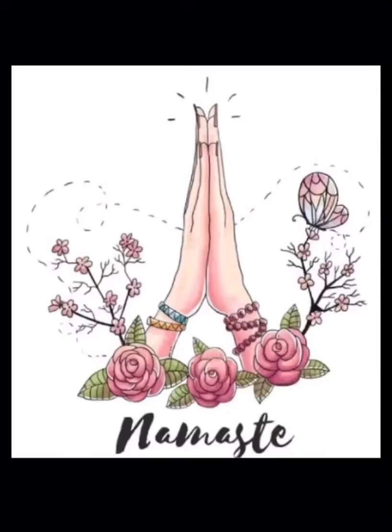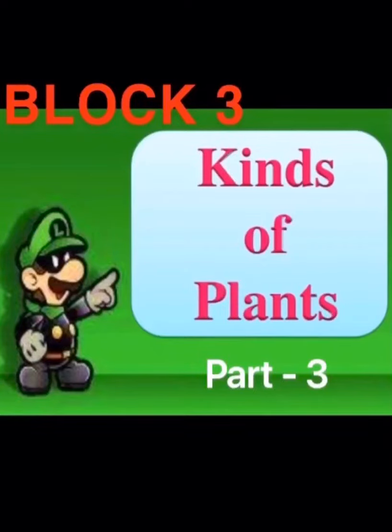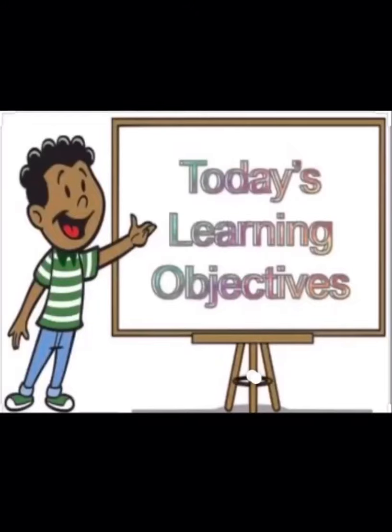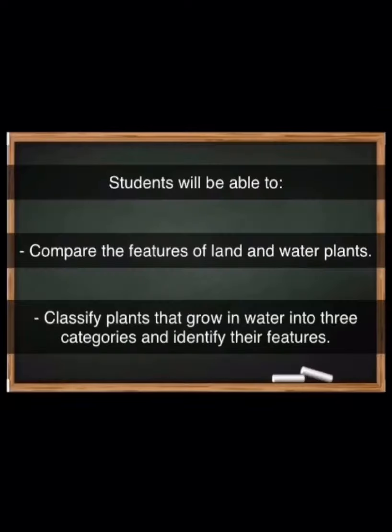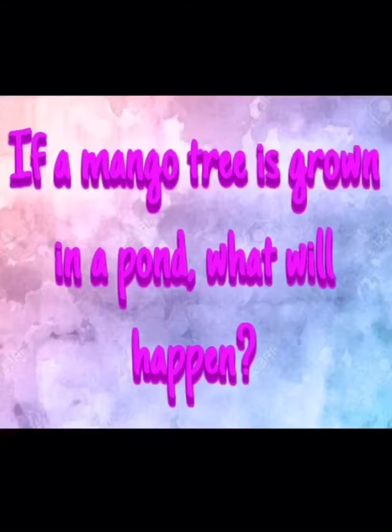This is the third video of block number 3, that is, kinds of plants. In the previous two videos you learnt about wild plants, domestic plants and different features of land plants. In today's video you are going to learn about water plants. Today you will be able to compare the different features of land and water plants. Also, you will be able to classify water plants into 3 different categories and understand their features.